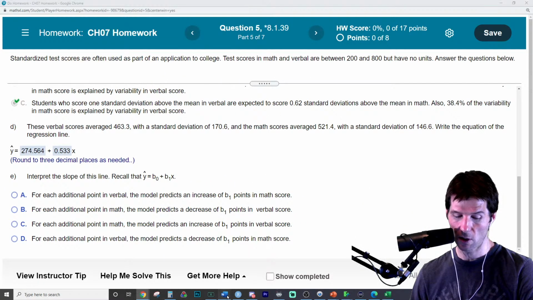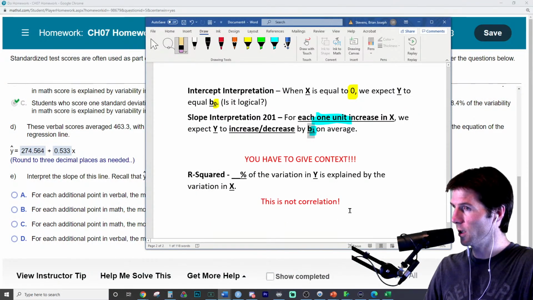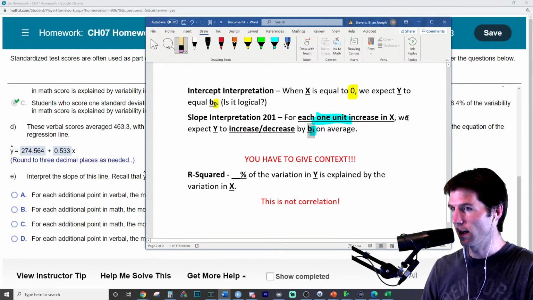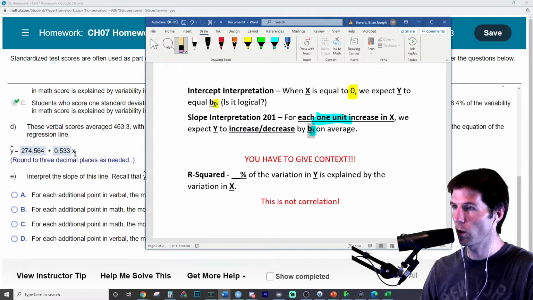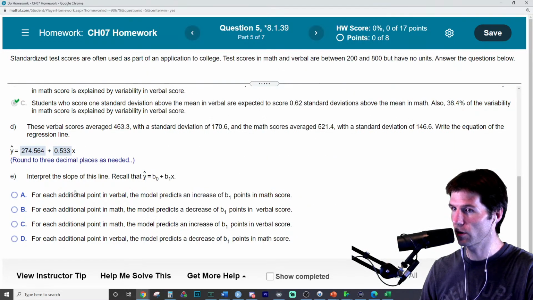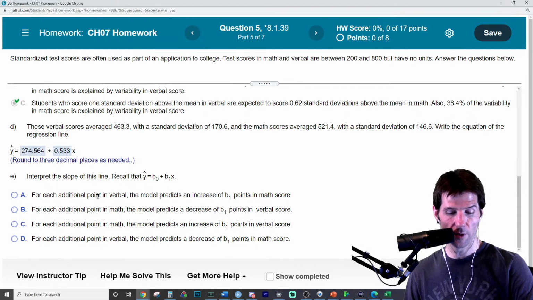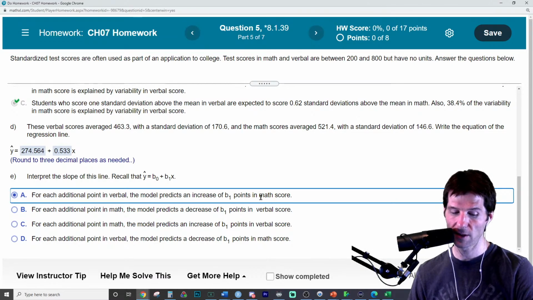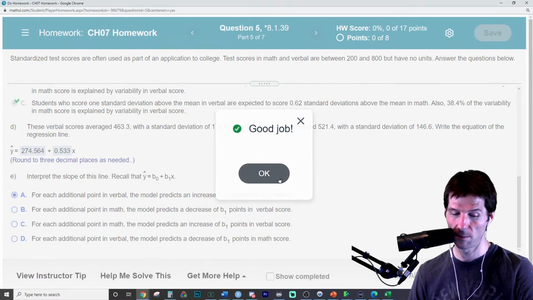The interpretations are for each 1 unit increase in x, so for each 1 unit increase in verbal score, we would expect somebody's math score to increase by 0.533 on average. For each additional point in verbal, the model predicts an increase in their math score. They don't go into too much detail. I wish they did.